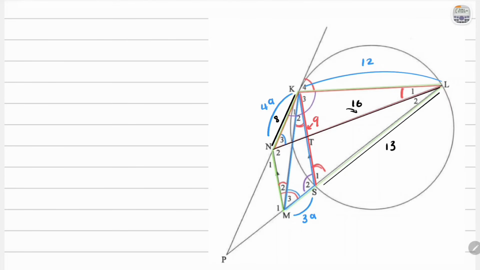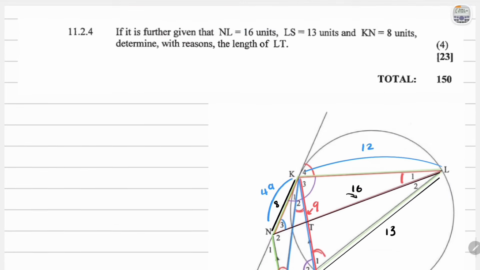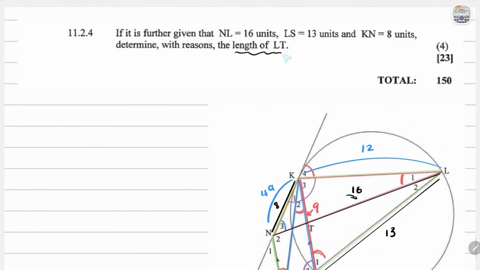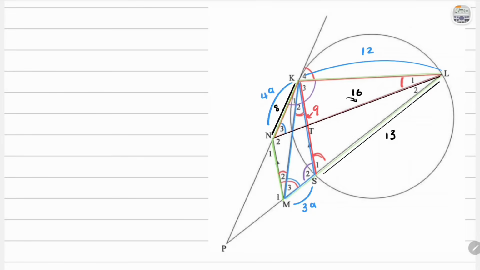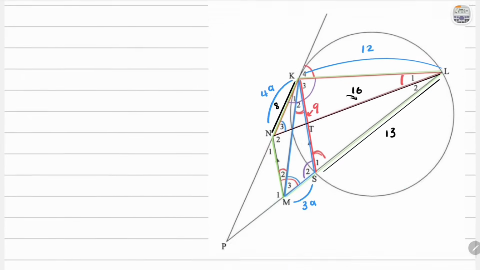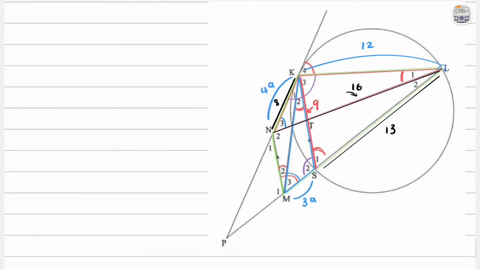For example, like MS. Okay, so let's see how we can use all of this to determine the length of LT. If we just want LT, this part over here, we can use the triangle LNM, because this triangle has a line drawn parallel to one side of it. So we can use the proportionality theorem over here.